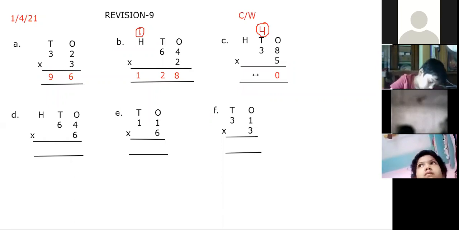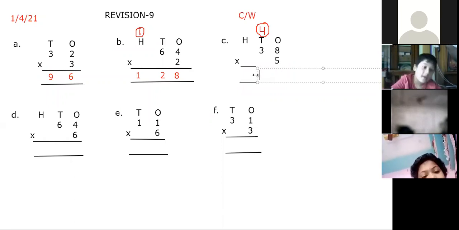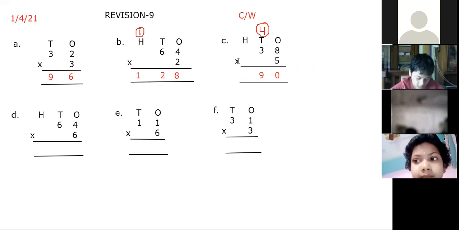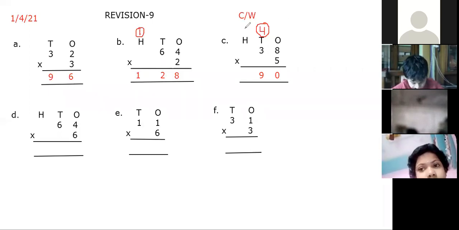15 plus 4. 15, 16, 17, 18, 19, ma'am. Yes. 15 plus 4 is 19. So we will write 9 here in tens place. Then again 1 will go as carry over in hundreds place. And then we will write this 1 as it is in hundreds place.